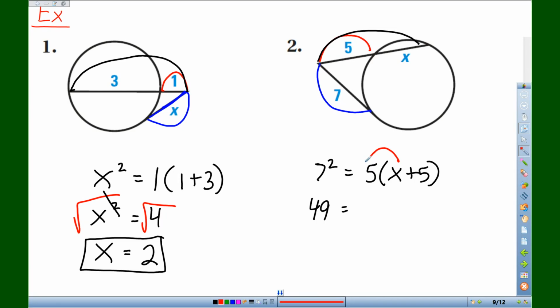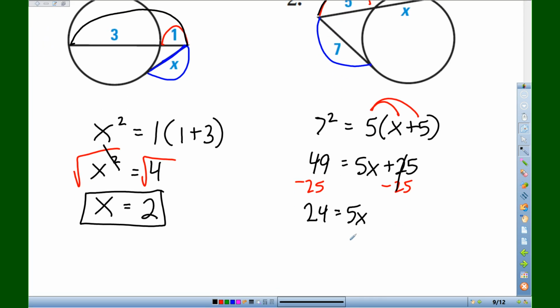On the right, we can distribute 5. 5 times x is 5x. 5 times 5 is 25. Yep, and then now we can start solving for x, right? Get rid of 25 by subtracting. 49 minus 25 gives me 24. On the right equals 5x. And then now I can get rid of the 5 by dividing. Looks like this is also going to give me a decimal. Okay, 24 divided by 5 gives me a 4.8. I'm going to flip it around.